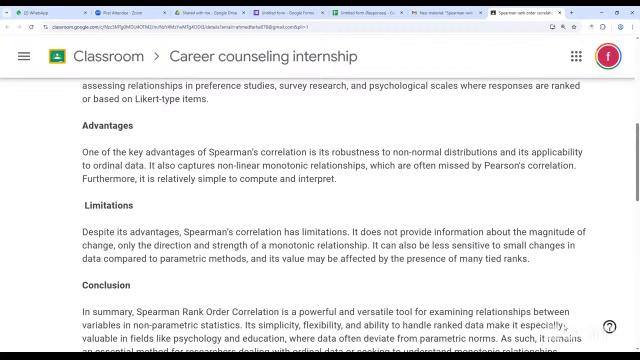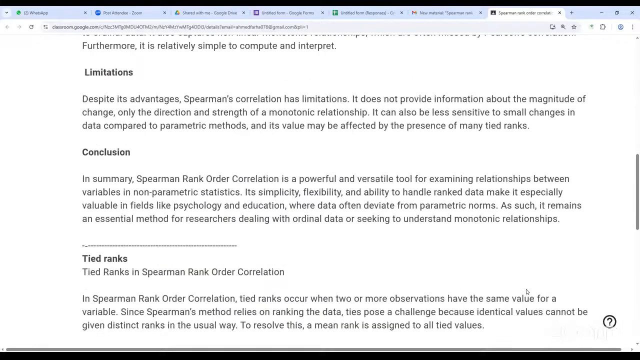Now, Pritha, please read limitations. Pritha, despite its advantages, Spearman correlation has limitations. It does not provide information about the magnitude of change, only the direction and strength of a monotonic relationship. It can also be less sensitive to small changes in data compared to parametric methods, and its value may be affected by the presence of many tied ranks.